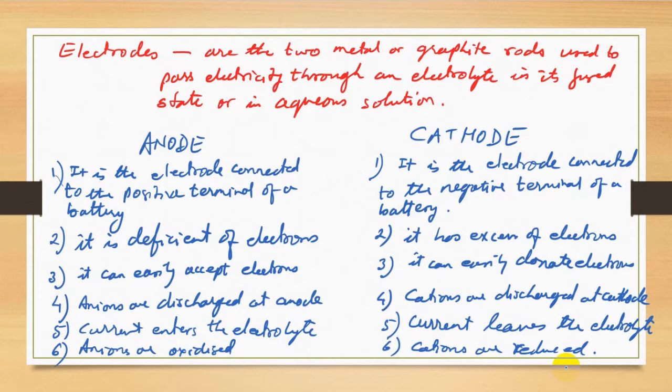Is it clear? So these are some basic differences between anode and cathode. Whatever is happening at anode, just the opposite will happen at the cathode, isn't it? Then let's go to the next part now. We have done electrodes. Now we go to the next part, that is electrolytes.